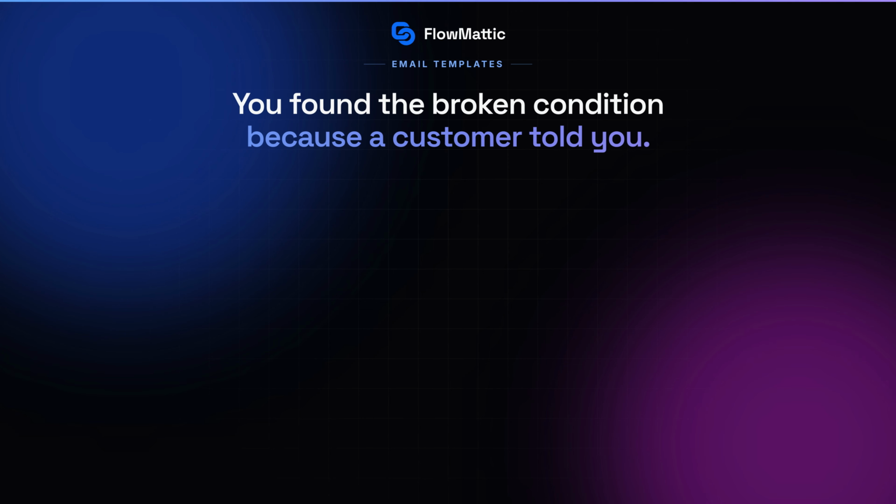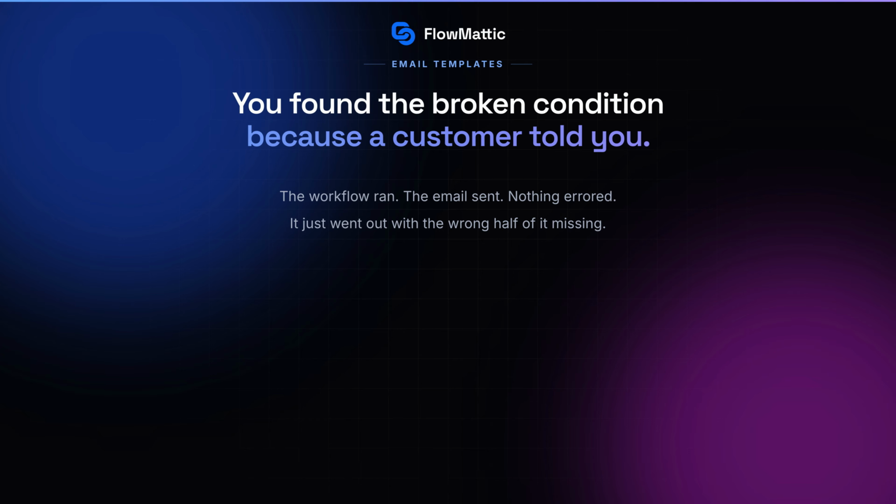You found the broken condition because a customer told you. The workflow ran. The email sent. Nothing errored. It just went out with the wrong half of it missing. There is a button in the editor that would have caught that in about 10 seconds.